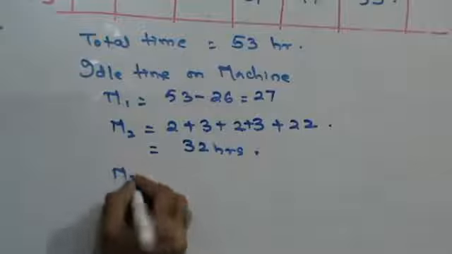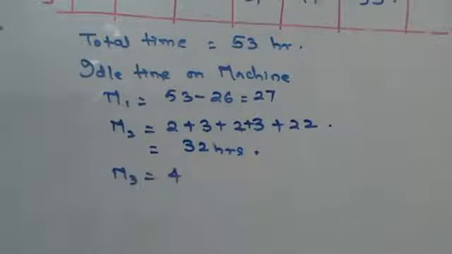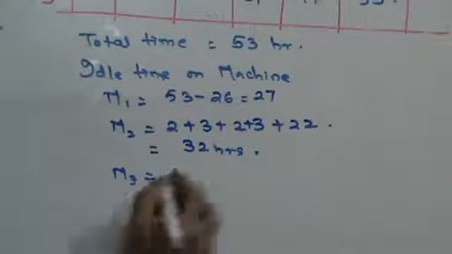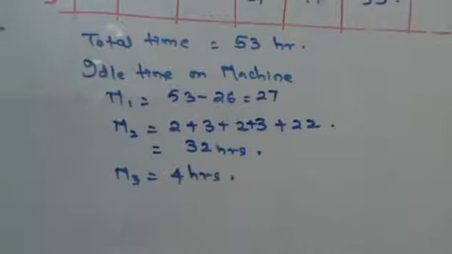Next, machine 3. Machine 3 started its work after 4 hours and that's it. That's going to be the idle time.